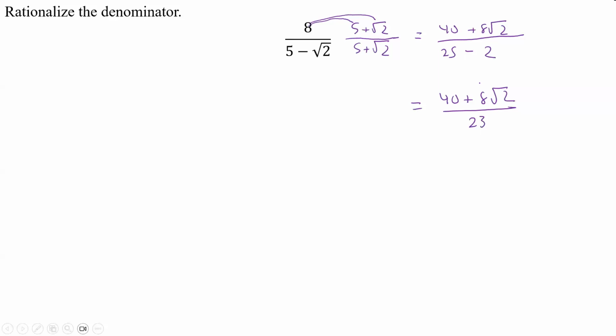Okay. And so that would be how we rationalize the denominator. So now it's all in the numerator with the radicals, nothing in the denominator, and we're good to go. All right, let's pause there and come back for some more.